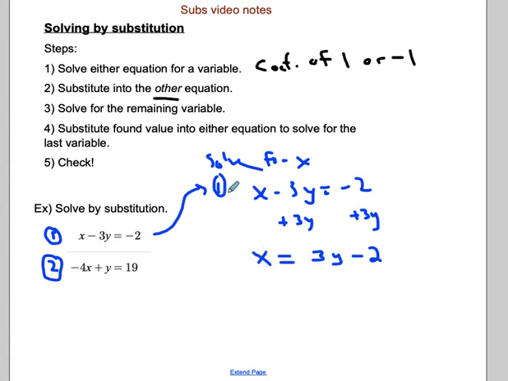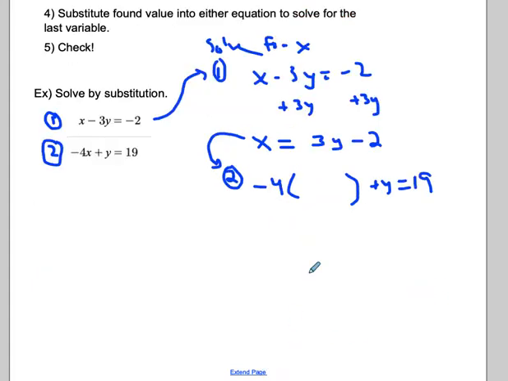Now we're going to take that from equation 1, and we're going to slam it into the other equation, which is equation 2. What I like to do is a skeleton framework. Equation 2 says -4x plus y equals 19. So this is my skeleton framework: -4x plus y equals 19.